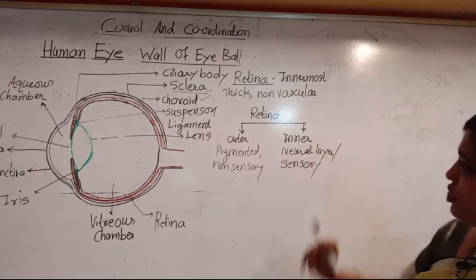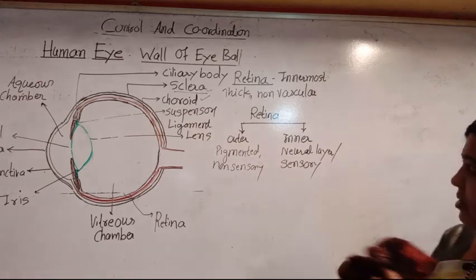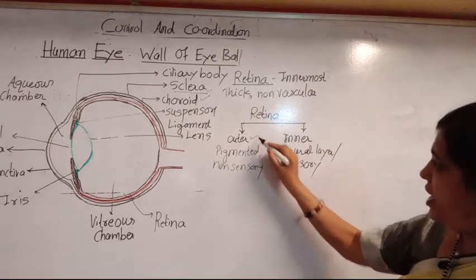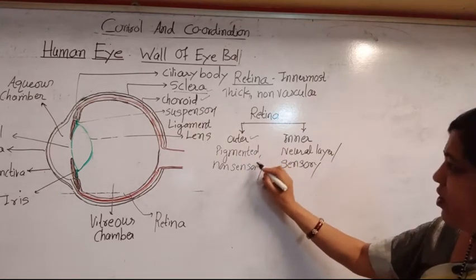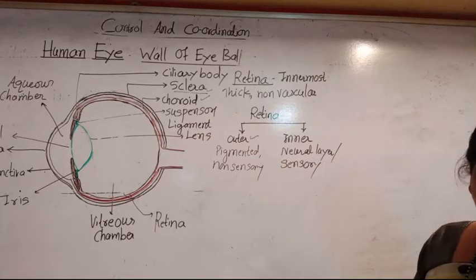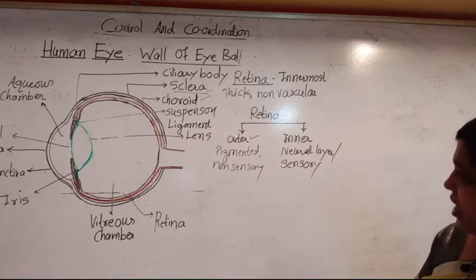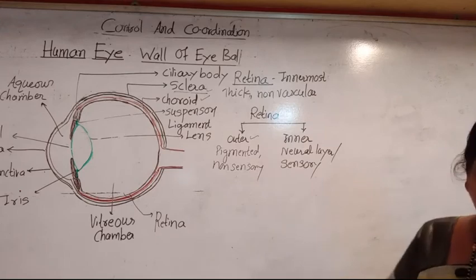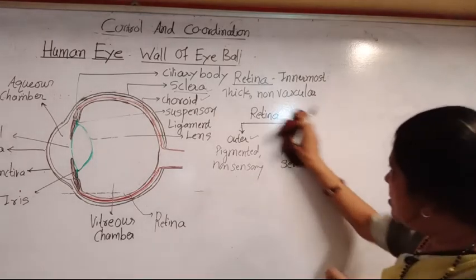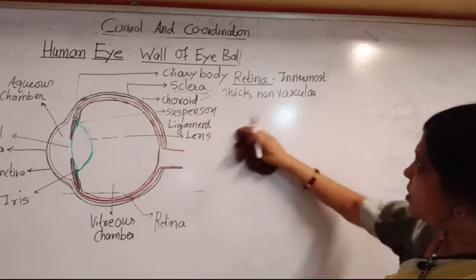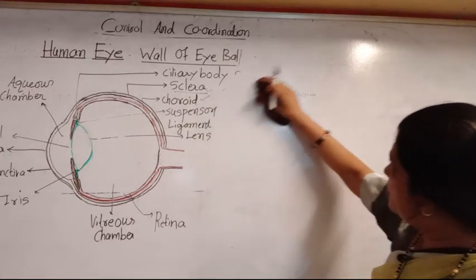So retina consists of two layers. Outer layer is pigmented and non-sensory. It is thin, and inner layer is neural layer or sensory layer. So please concentrate.